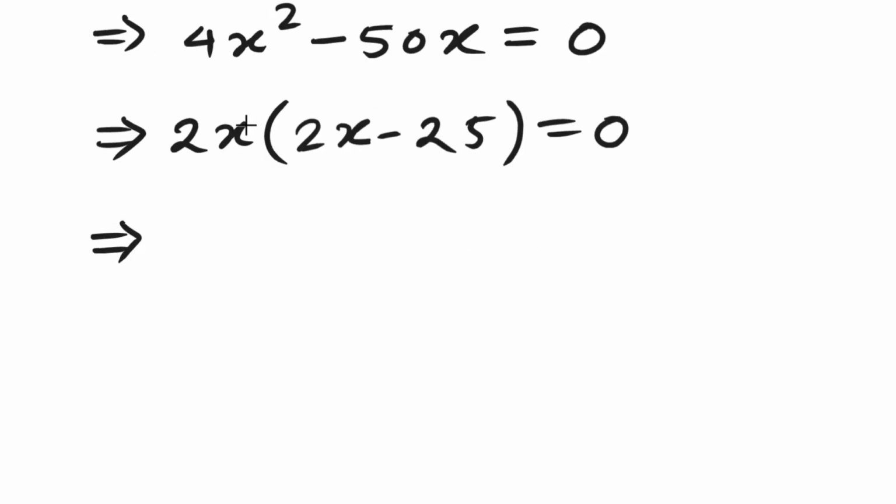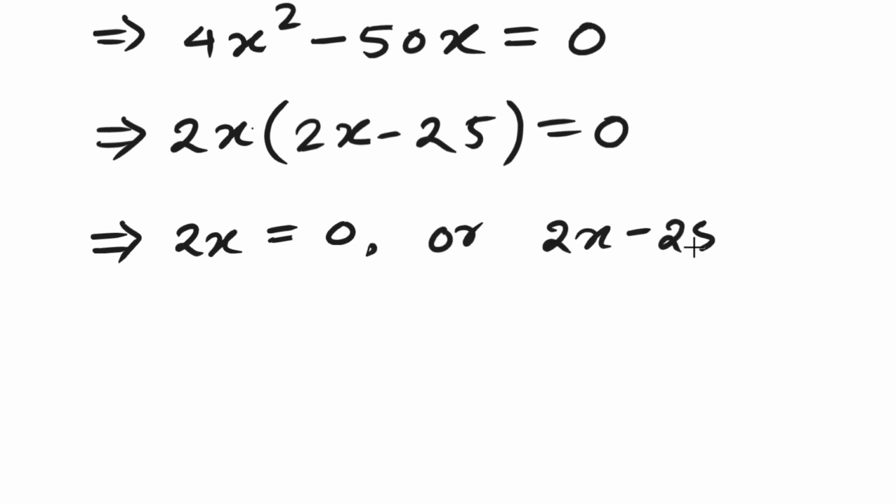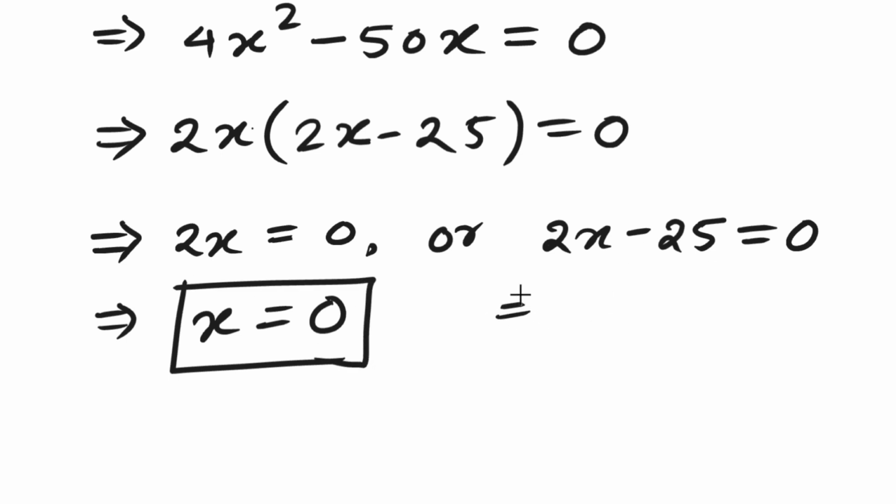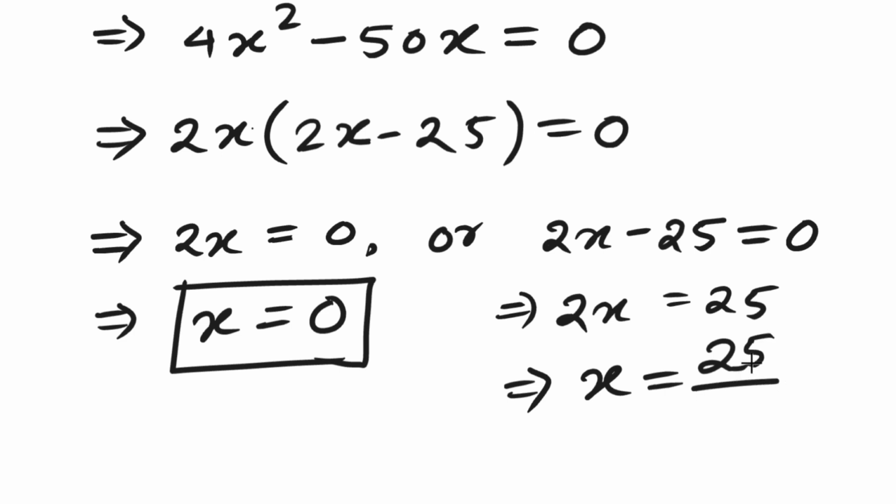Now we apply the zero product property. This property tells us that if the product of two expressions equals 0, then at least one of those expressions must be 0. So either 2x equals 0 or 2x minus 25 equals 0. From the first equation, dividing both sides by 2 gives x equals 0. From the second equation, we add 25 to both sides to get 2x equals 25, and then divide both sides by 2 to obtain x equals 25 over 2.